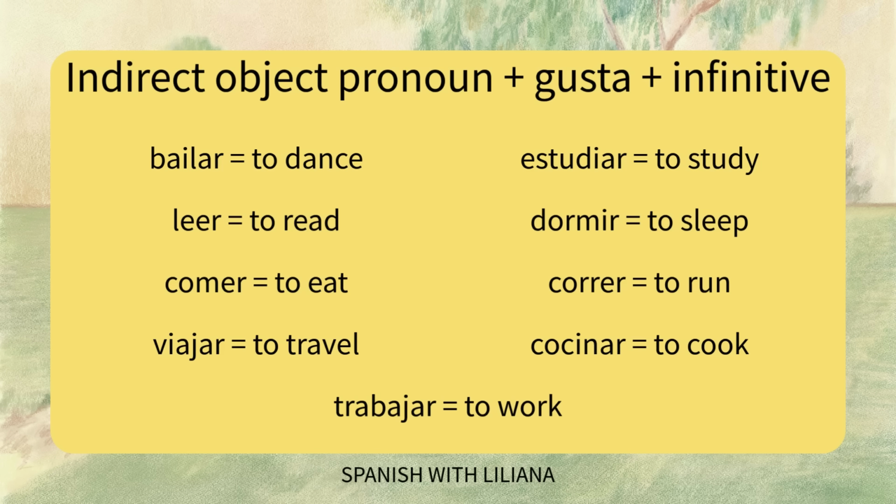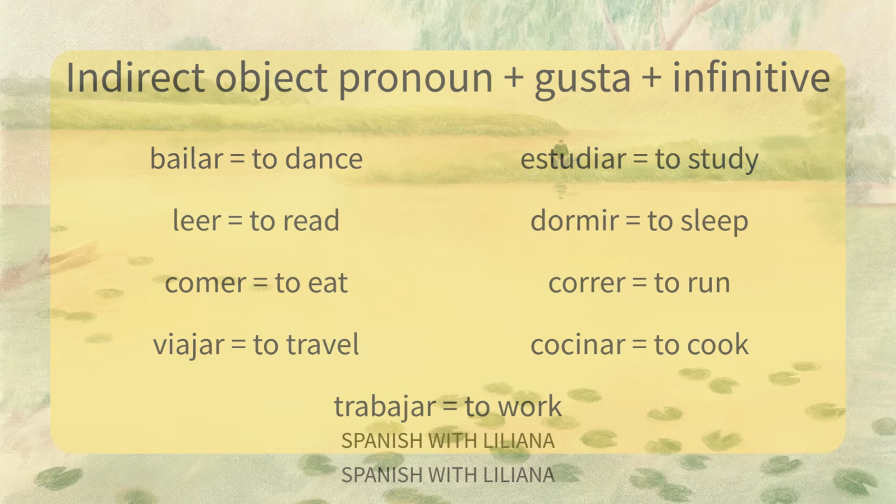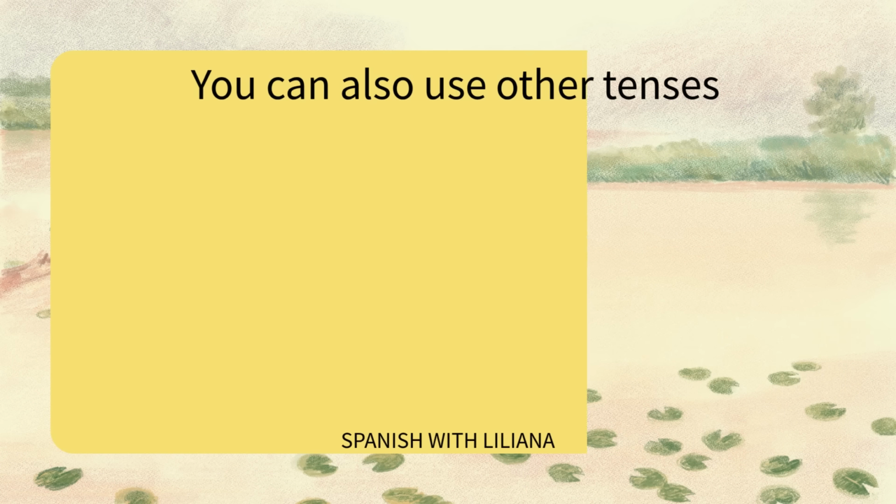So now all you have to do is take the first two parts, me plus gusta, and you can use that with any of these verbs to create all of those sentences, and you can also use it with the rest of the pronouns. Me gusta leer, te gusta comer, le gusta viajar, nos gusta estudiar, les gusta dormir, os gusta correr, me gusta cocinar, te gusta trabajar. And you can do that for each and every single one of them. And that will give you a lot of sentences without you having to learn and memorize all of the verb conjugations.